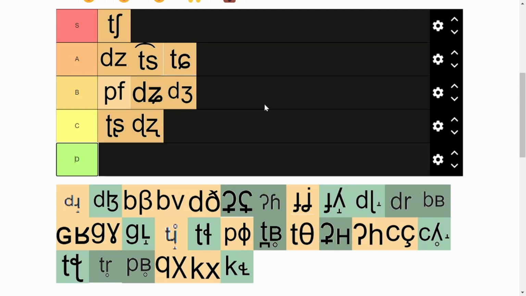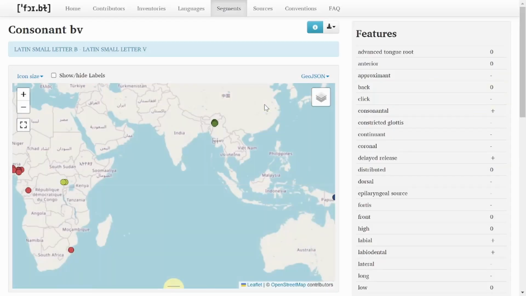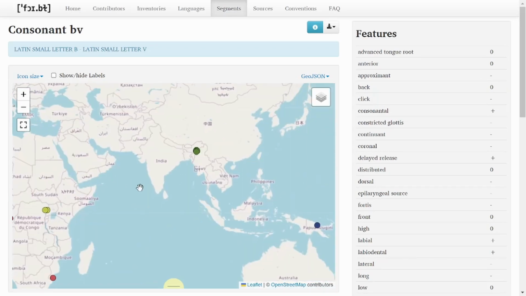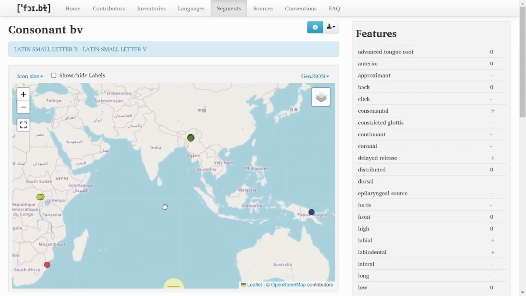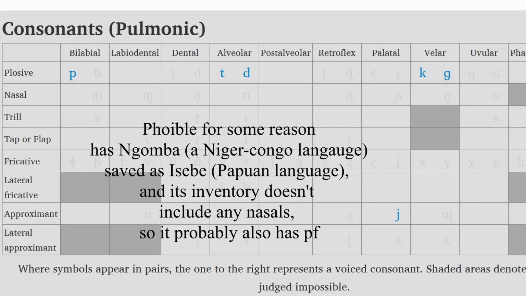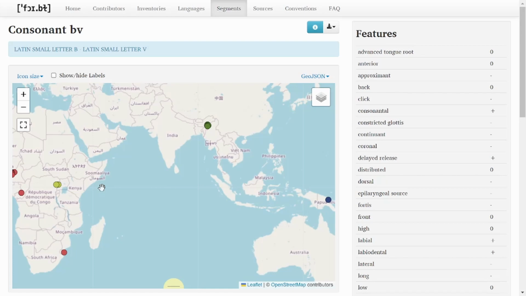Let's go for the next one, which is going to be the voiced version, V. This one is also especially common in the Cameroon, Nigeria area, and then we have it sporadically elsewhere in Africa and in a language in Papua New Guinea. In Isebe, which doesn't have the voiceless version, funnily enough. That's weird. V is a very rare sound. It is a rare sound.